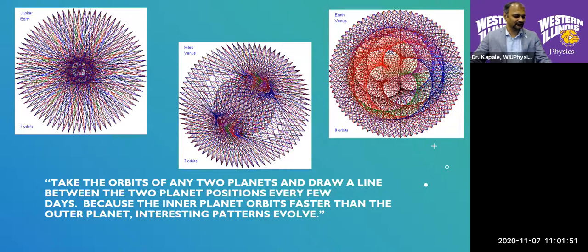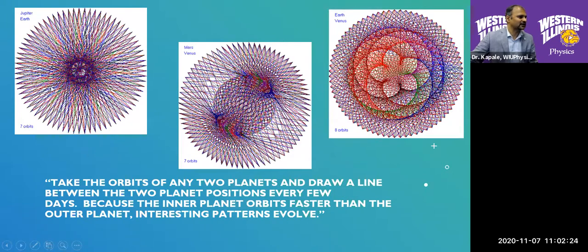And here is another very cool example of how you can try to generate these spirographs through another set of celestial data. So the idea is take orbits of any two planets, right? And if you do a scale drawing on a piece of paper, you could draw a line between those two planet positions every few days. And because the inner planet orbits faster, you have periodic motion. Two periodic motions coupled give you these interesting features. So when the inner planet orbits faster than the outer planet, you get interesting patterns.